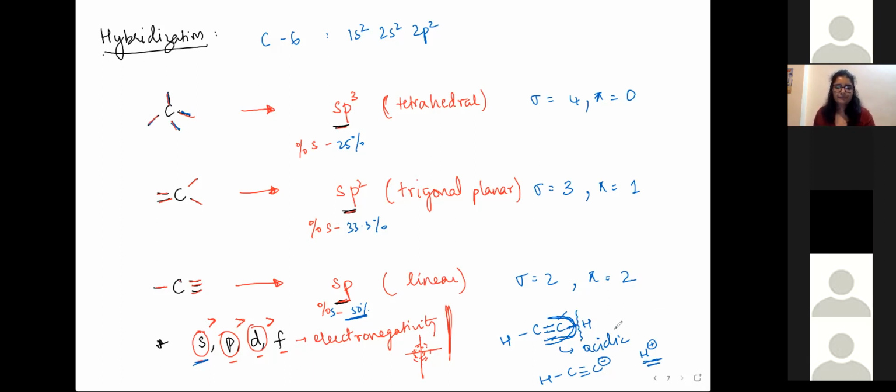Ma'am, could you repeat that part again? Which part, Rishad? The breaking and giving away. Okay, I'll just repeat the whole thing again. That's basically the whole story of it. So if you compare sp3 carbon versus sp2 carbon versus sp carbon, sp carbons tend to be the most electronegative.